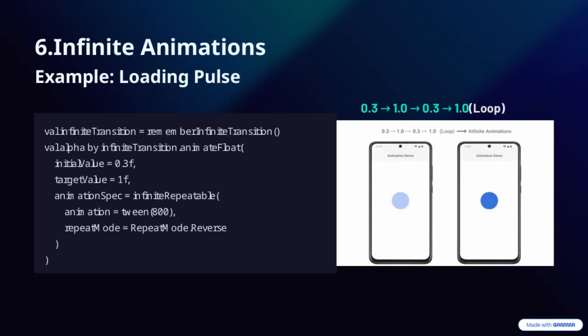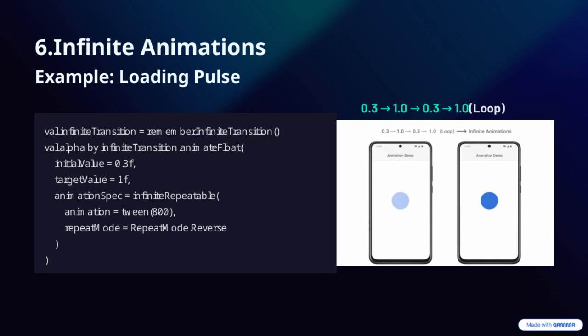Now let's take a closer look at this example of an infinite animation, specifically the loading pulse. What we're doing here is creating a smooth, continuous effect that mimics a pulsating loading indicator. The key concept is the infinite transition, which allows us to animate properties endlessly without manual intervention. In this case, we're animating the alpha value, or transparency, which oscillates between 0.3 and 1. The animation starts at 0.3, increases to 1, then goes back down to 0.3, creating a seamless loop.